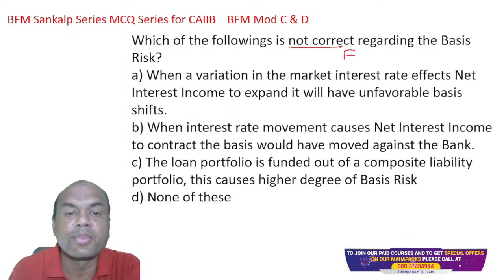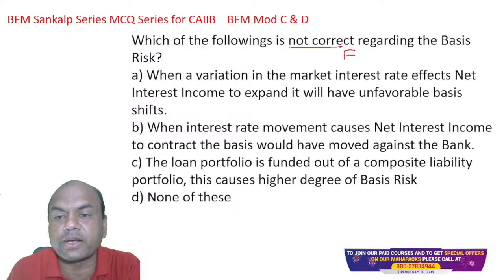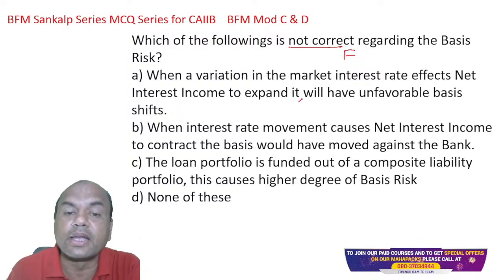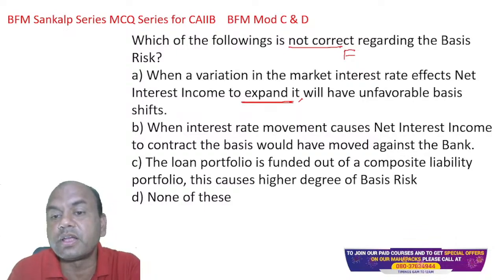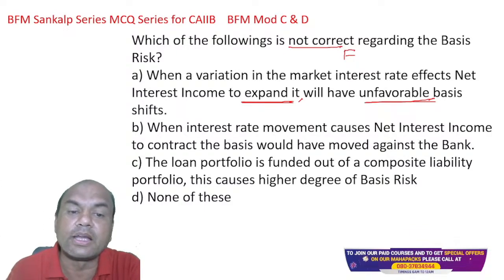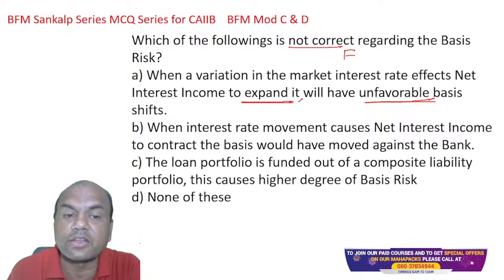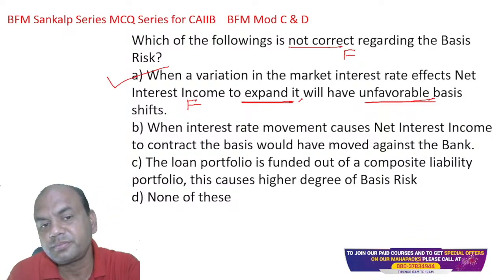You want the false answer. When the variation in the market interest rate affects net interest income to expand it, it will be an unfavorable basis shift. Expanded means my net interest income is increased. So if it is increased, is it unfavorable for me? That is false, obviously, isn't it? So this is gone. So A is the only answer. Don't even look at B and C because all of these is not the option.